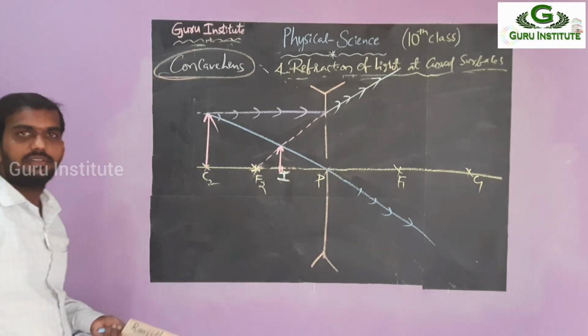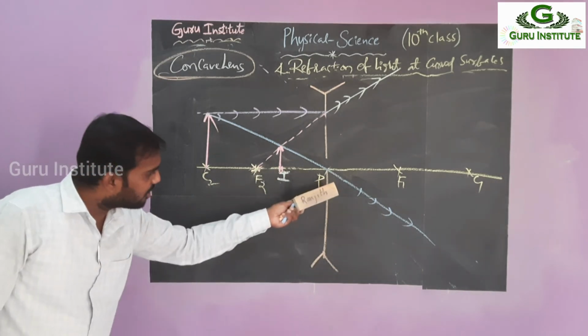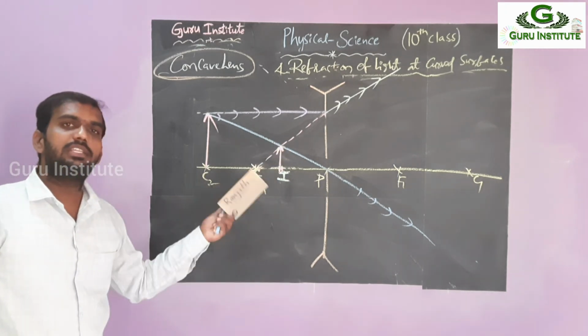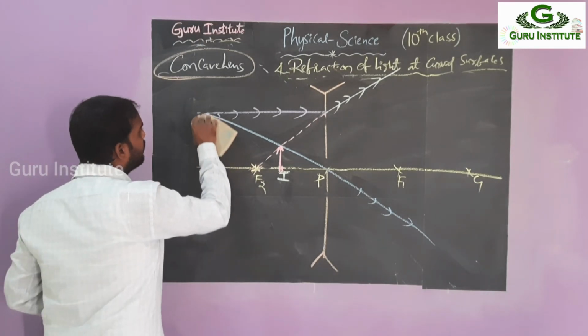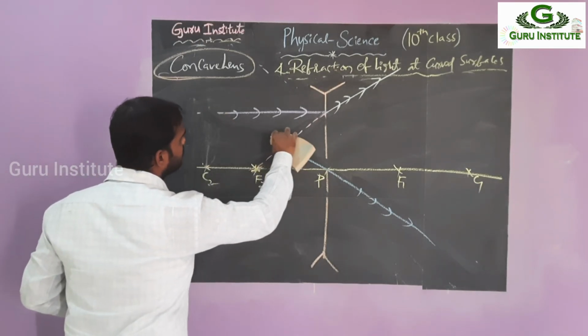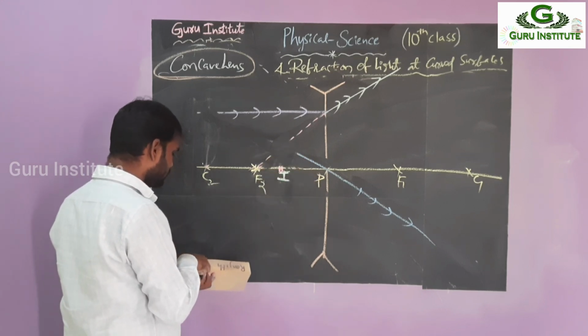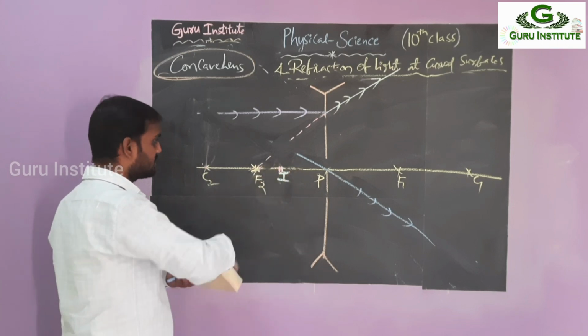So has anything changed? Just a little bit the position is changed. But what is the position? It is also formed between P and F only. It is also diminished. It is erect and virtual. Same. Now, again, I am moving the object from here to here. Again, I am keeping these dots as they are for you. This is the first image. This is the second image. So next.